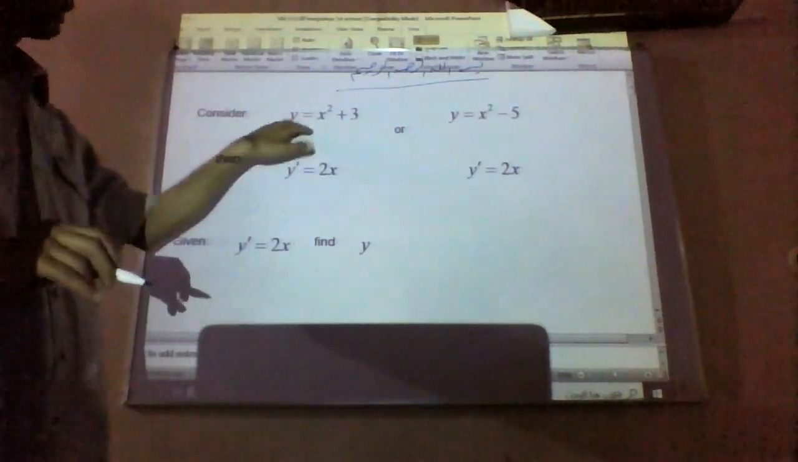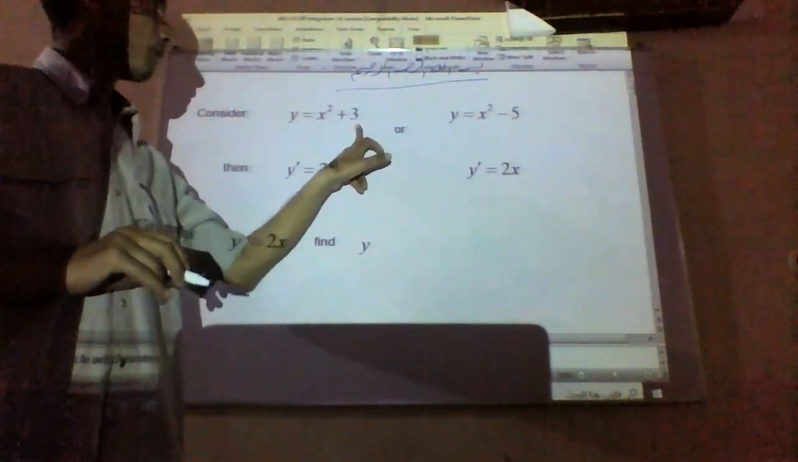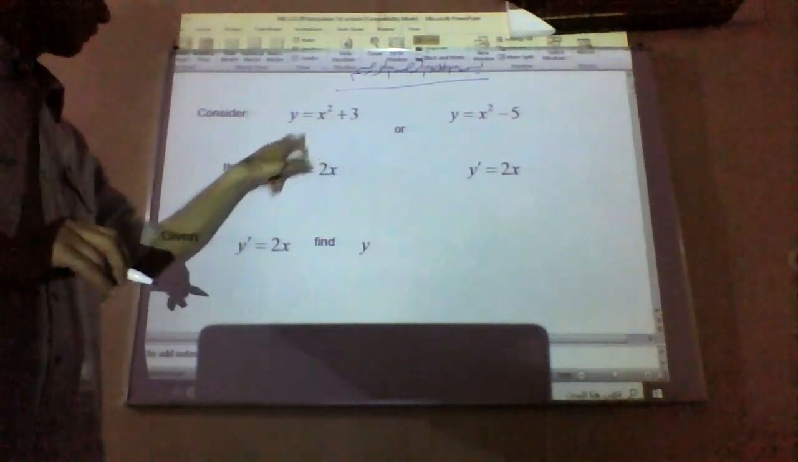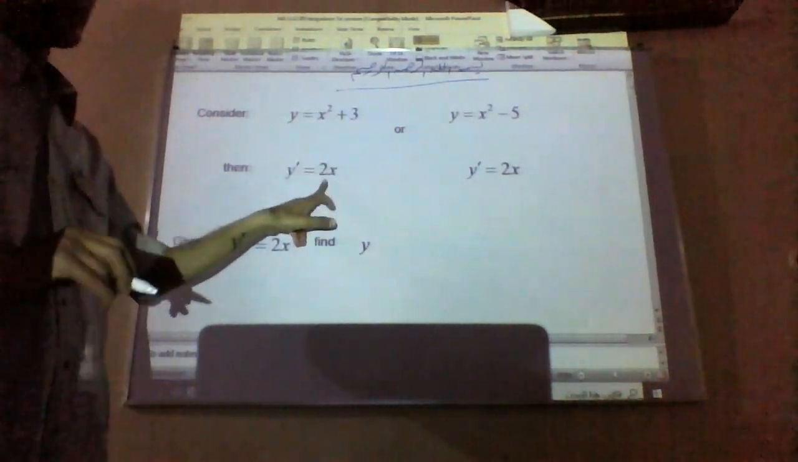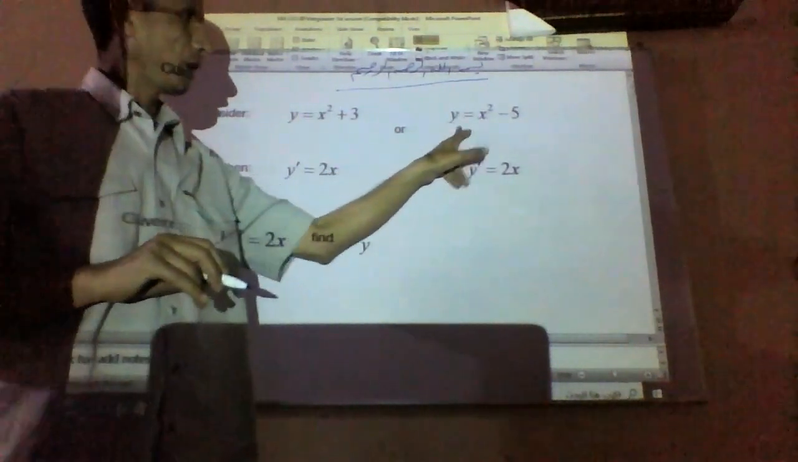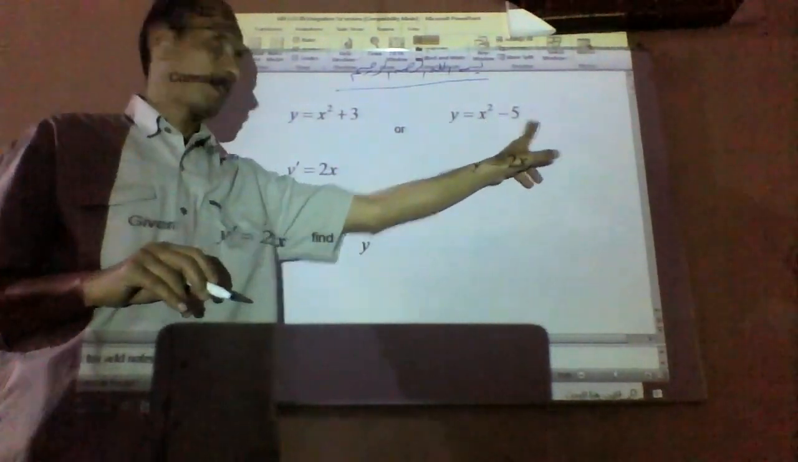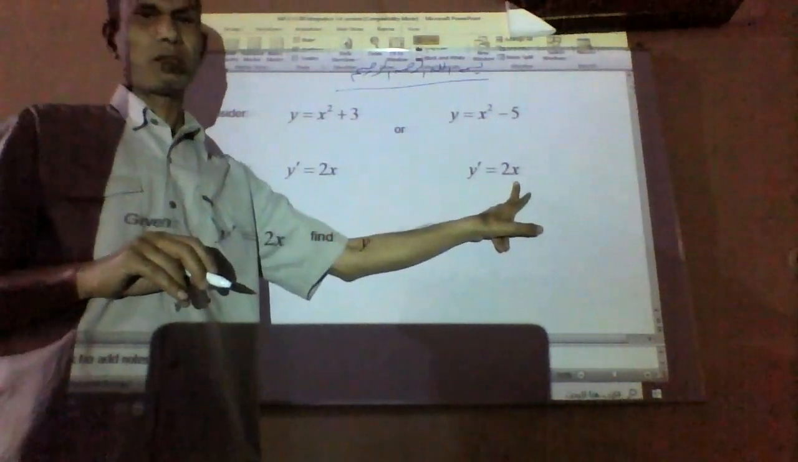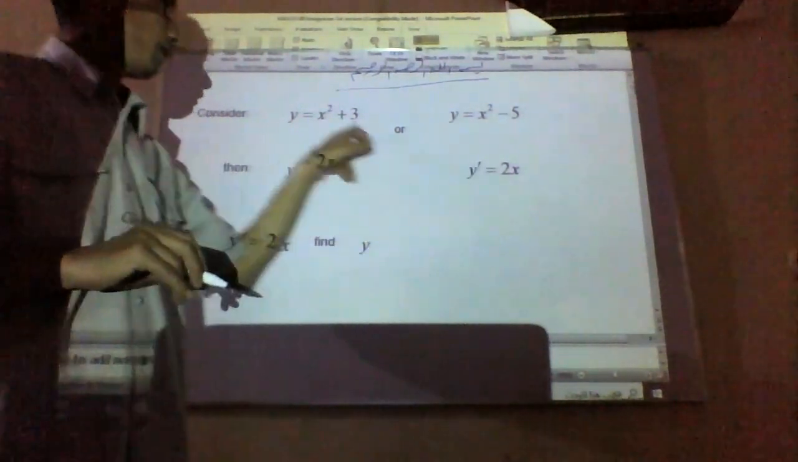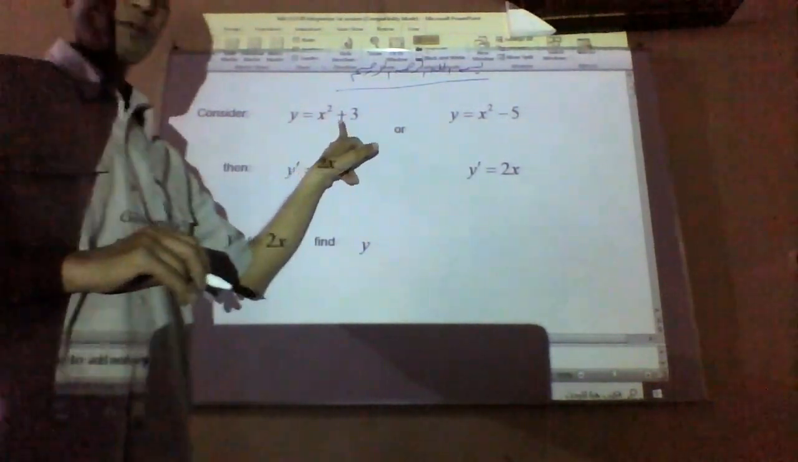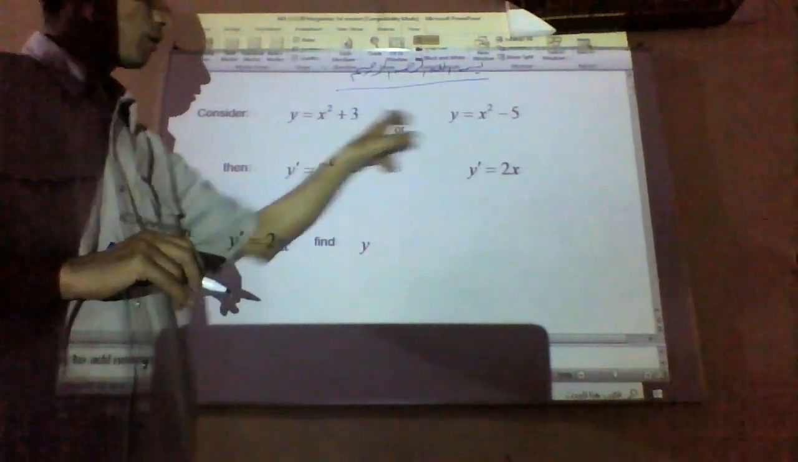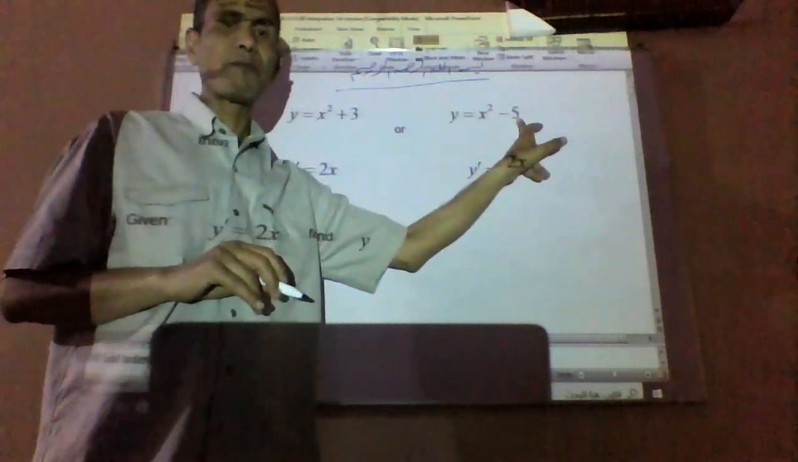If we have y equal x squared over 2 plus 3, its first derivative y dash equals x. If we have y equal x squared over 2 minus 5, its first derivative also equals x, because the derivative of any constant equals 0. The derivative of 3 equals 0. The derivative of -5 equals 0.